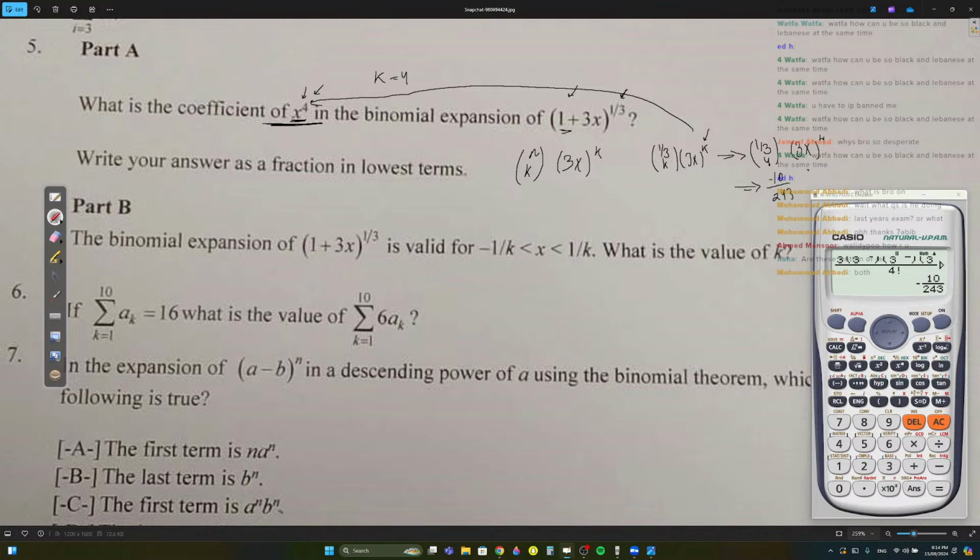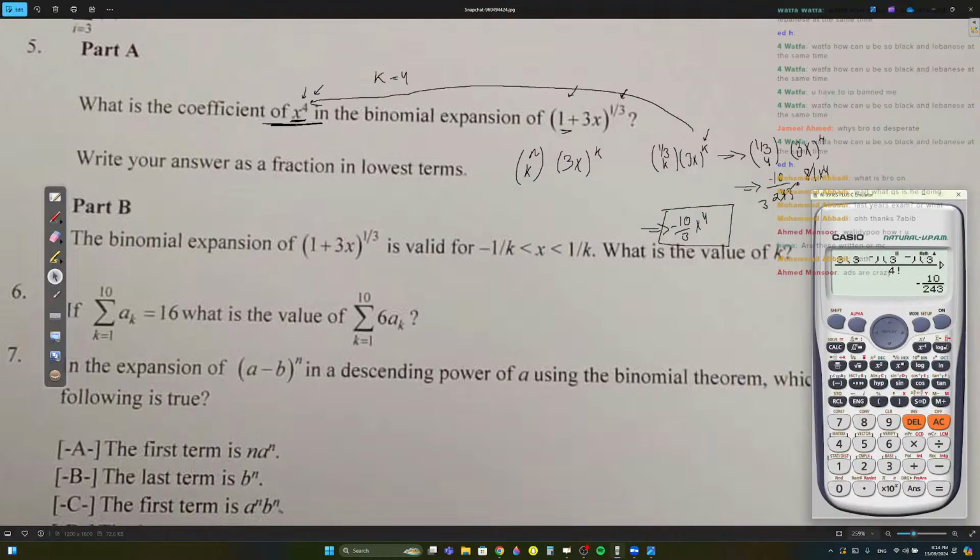And (3x)^4 is actually 81x^4. This can cancel with this to get you 3 down. So it's going to be equal to minus 10 over 3 x^4. Okay. Any questions?